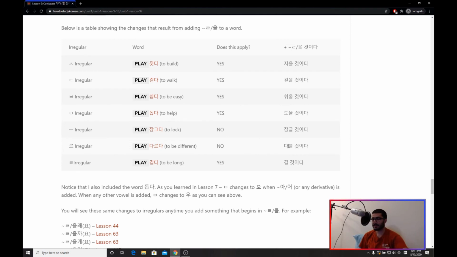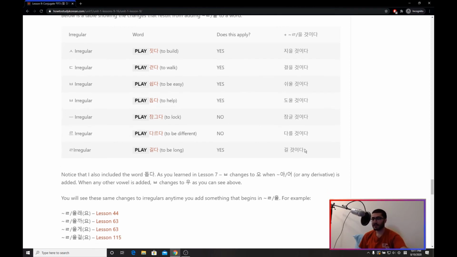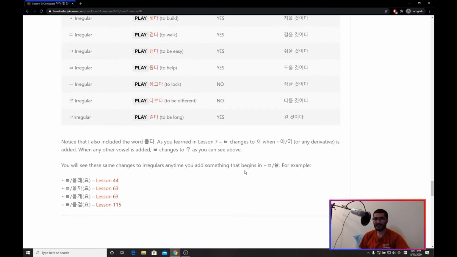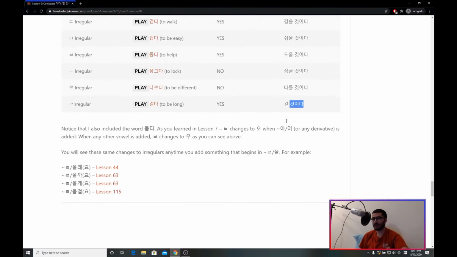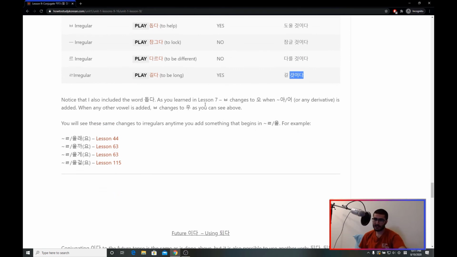다르다, 다를 거예요. 길다, 길 것이다. I try to stick to the plain form, but I kind of end up saying 예요 just because you don't speak in the plain form very often. Okay. Also, you'll notice that I included the word 덥다.